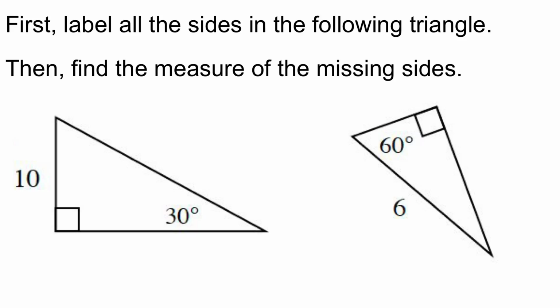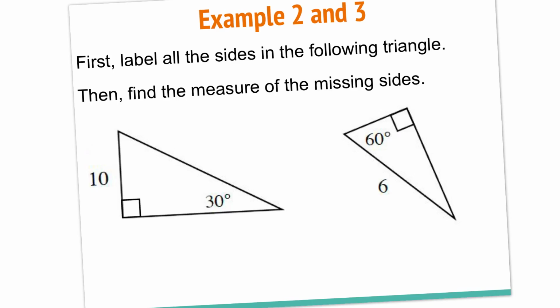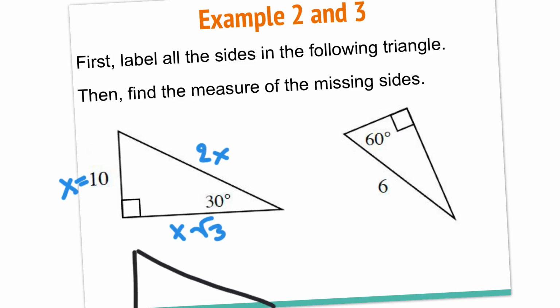Now here's a couple more examples. Go ahead and, like I said last time, label everything. So opposite of 30 is always going to be x. Opposite of 60, or next to 30, is always going to be x square root of 3. And up here is always going to be 2x. If I were to label this, I like redrawing it so that you can see what it actually is. I will get that this right here is 10. This is 10 square root of 3. And this right here would be 20. Hopefully you're starting to see the pattern.